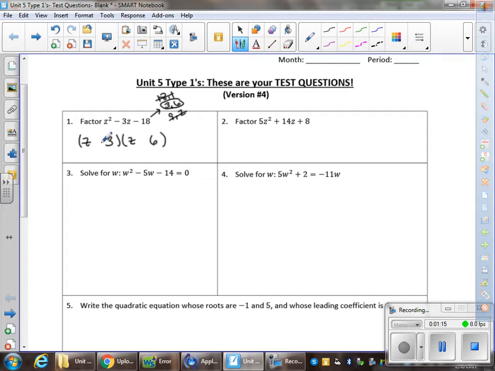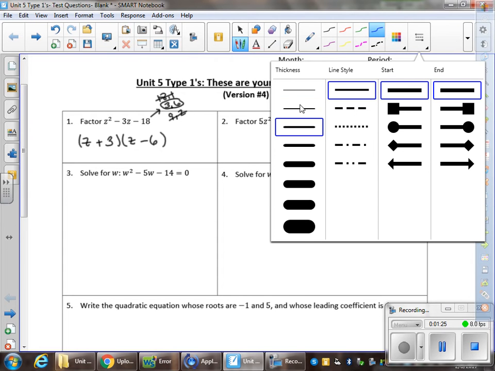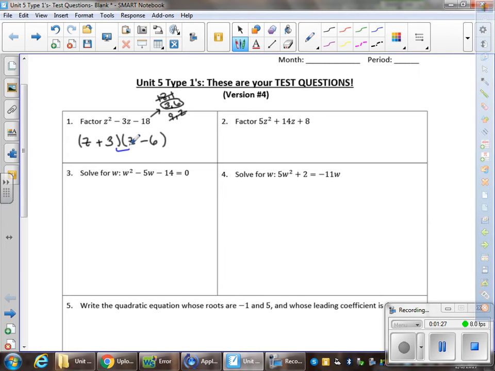Now they have to multiply to negative 18. So either this one's negative or this one's negative. So I look at the middle term. If my middle term is negative, the larger term needs to be negative, the smaller is positive. To check my answer, inner plus outer needs to equal middle. The inner is 3z, the outer is negative 6z, and it gets me what I need, which is negative 3z. So that's my final answer.